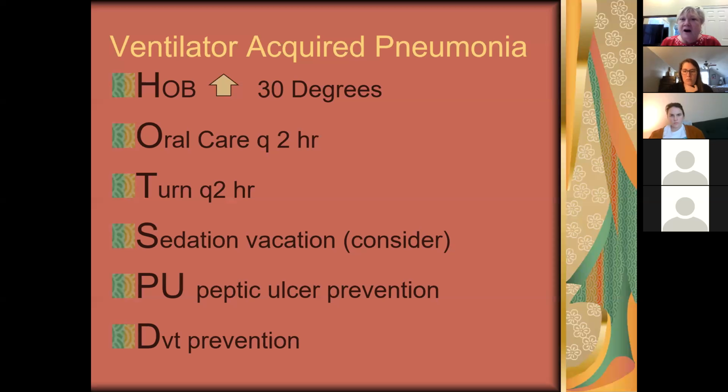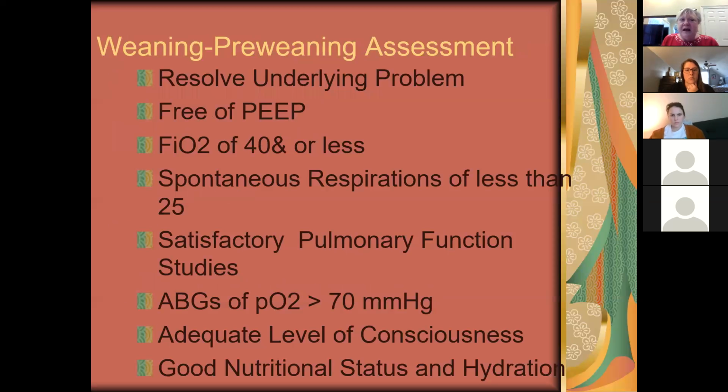So all of those can help with ventilator-acquired pneumonia prevention. And then we've got to get them off of it. We've got to get them off the ventilator. Well, to get them off of it, number one, what put them on it? We've got to get whatever put them on it resolved. If they haven't gotten past that impaired breathing, then they're not ready to be weaned off the ventilator.